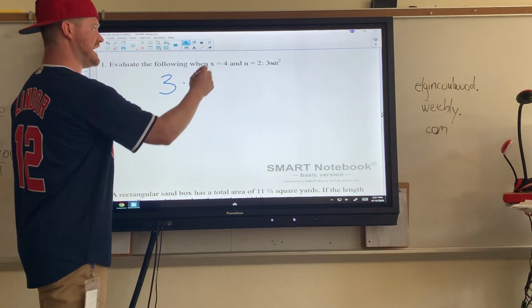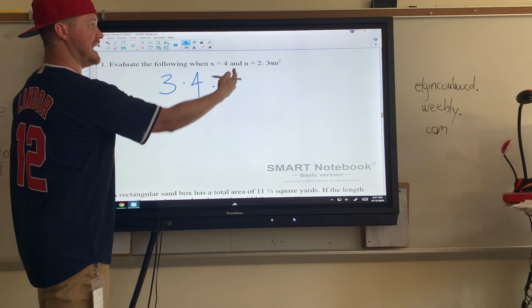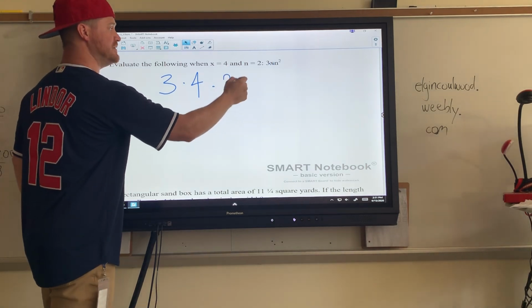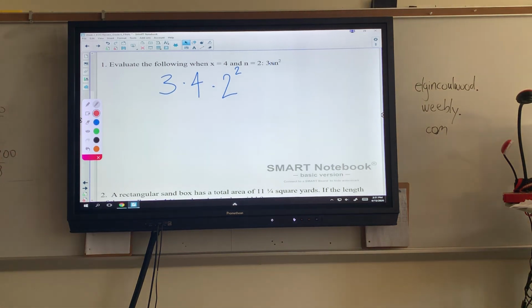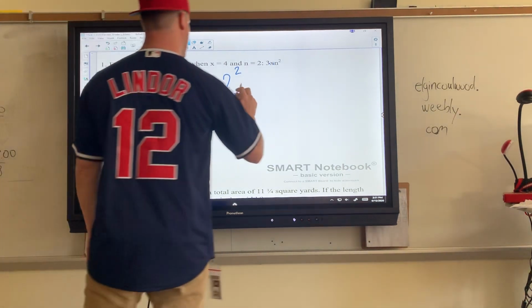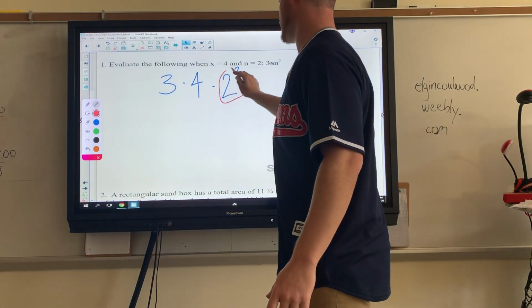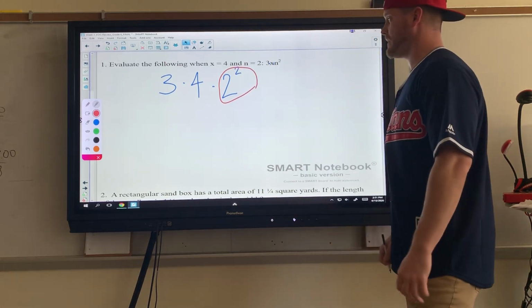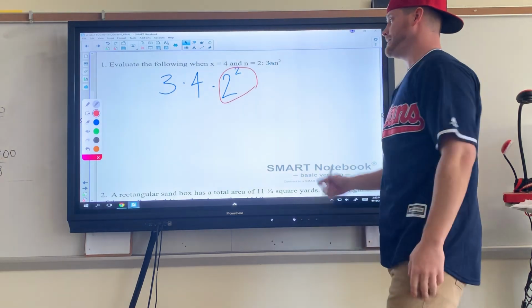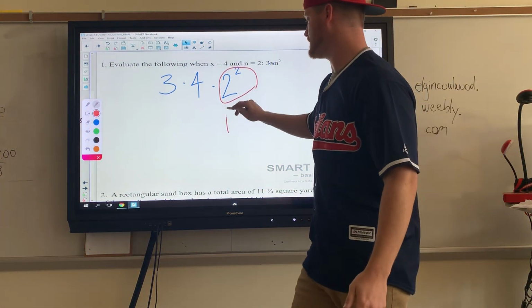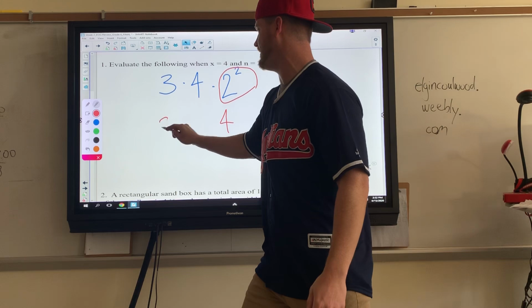So 3 times x is 3 times 4 times n, which is 2, and that's n squared, so 2 squared. So order of operations, remember PEMDAS, we know that this back portion of this problem has to be done first due to the order of operations. So 2 squared means 2 times 2. 2 groups of 2. So 2 times 2 is 4. This part's 4. The rest of the problem, I'm just going to drop it down.